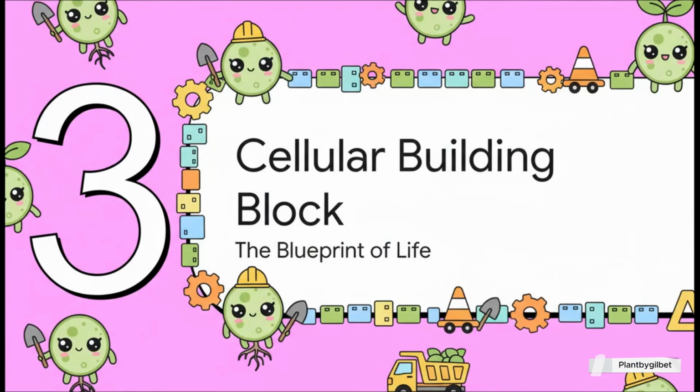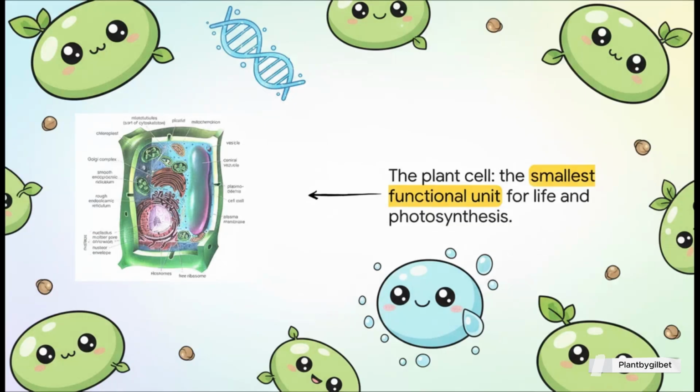Okay, we've found the construction zones. Now let's zoom in even further. It's time to meet the individual workers on the site, the fundamental unit of all plant life. And here it is, the plant cell. Every single one is a microscopic, self-sufficient factory. It's got a nucleus with the DNA blueprint, a big vacuole for storing water, and most importantly, these little green powerhouses called chloroplasts. Those are the actual sites where photosynthesis happens. Literally every single process, from growth to making energy, it all starts right here.